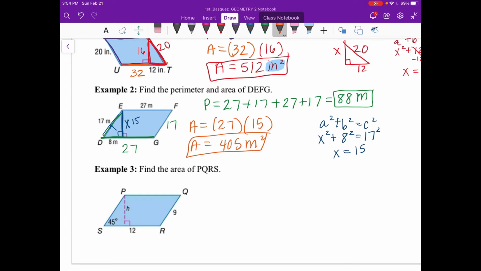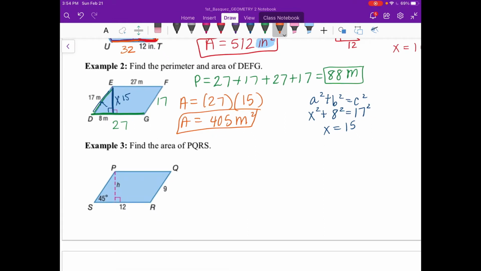Don't forget those units. The area is squared. And lastly, we have another parallelogram, but we are really reviewing here because we need to use special right triangles to figure out what the height is going to be. So this is going to be 9, and first let's find the perimeter. That's the easy one. 12 plus 9 plus 12 plus 9. The perimeter there is 42. That's just units. We don't have specific units on this one.